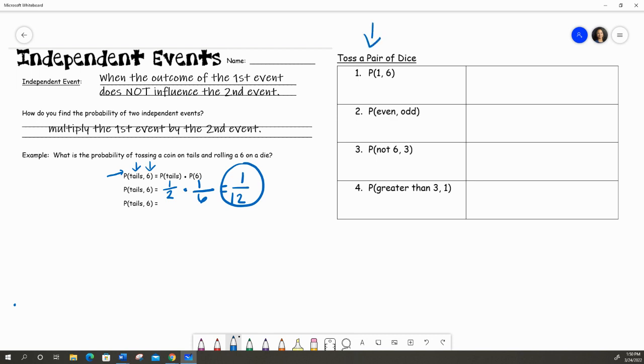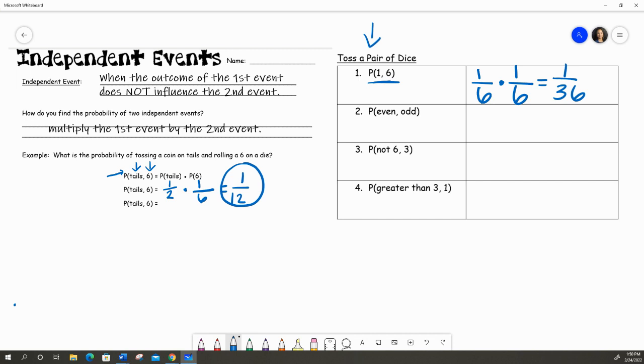Let's say we were to toss 2 dice. So the probability of rolling a 1 and then a 6. The probability of rolling a 1, there's only one side on a die that has a 1, so 1 out of 6 possible choices. And if we were to roll the die again, there's only one side that has a 6 out of 6 possible faces. So now all I have to do is check for any simplifying and then multiply across. 1 times 1 is 1, and 6 times 6 is 36. So I have a 1 in 36 chance of this scenario happening.